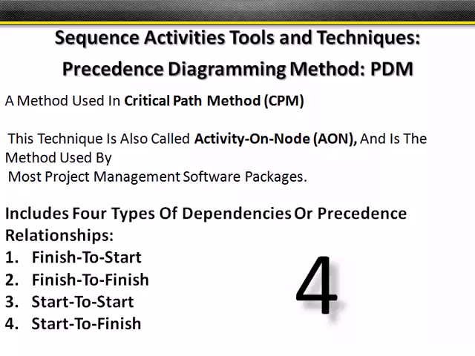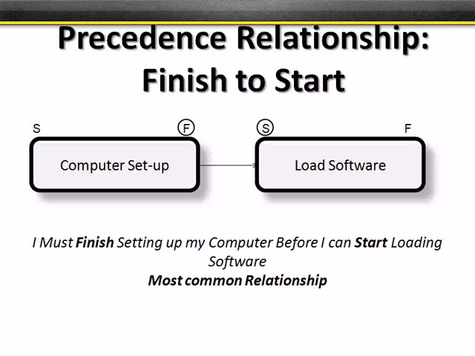This technique is also called activity on node and is typically used by most project management software. There are 4 main dependencies or precedence relationships. This is the act of linking in MS Project: finish to start, finish to finish, start to start, and start to finish. You've probably used some or maybe all of these on a prior project. If you've never done this before, it can be a bit confusing, so I wanted to break down each relationship.